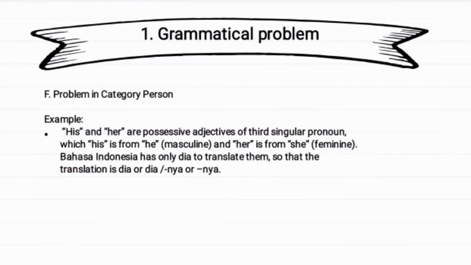Next, problem in categories person. Example, his and her are possessive adjectives of the third person singular pronoun, with his from he, masculine, and her from she, feminine. Bahasa Indonesia has only dia to translate them, so the translation is dia or dia.